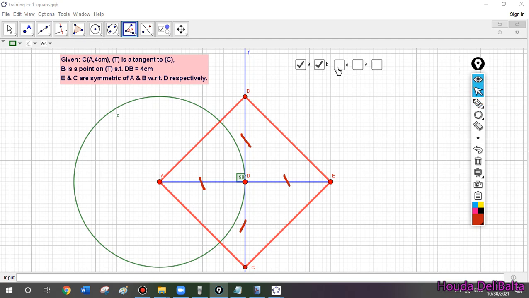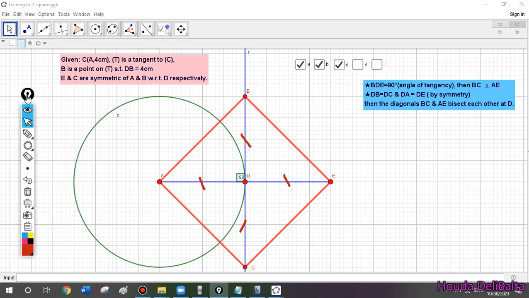Now, let's see the proof written in an organized way. As you see here, as I told you, angle BDE is 90 degrees. So BDE or BDA, whatever, we can use any one of them. BDA or BDE, of course, each is equal to 90 degrees, and that's because of tangency. So I can mark this angle B, D, E. Okay, that's 90 degrees and that's 90 degrees. So BDE is 90 degrees because it's an angle of tangency.